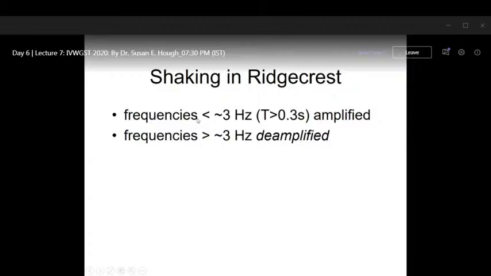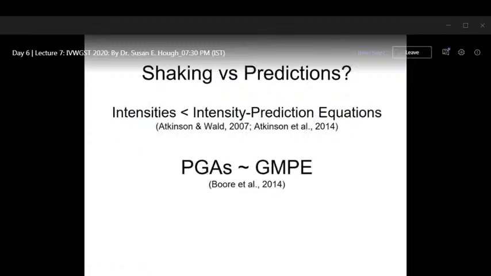So there was that amplification, but this would have affected tall buildings. And there aren't any tall buildings in Ridgecrest, but the high frequencies were amplified. And it turns out, let me just focus on this part, the modern ground motion prediction equations that we have for California include nonlinear terms. So they're constrained by quite a bit of global data, and they capture this behavior. So that's why the shaking wasn't a surprise.